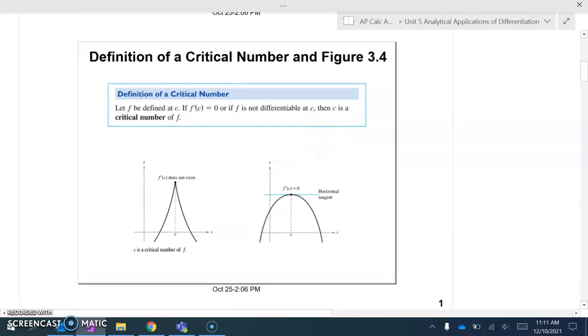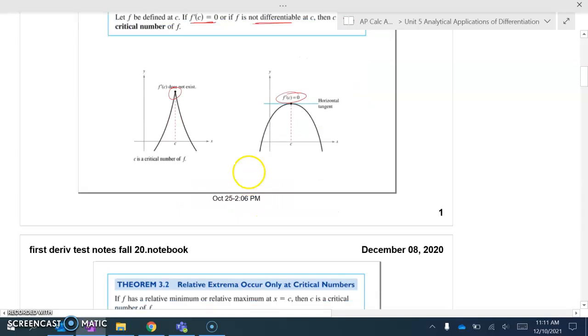All right, so definition of a critical number. Once again, we've already talked about that, but a critical number is where you set your derivative equal to 0 or where it's not differentiable or undefined. So, for example, in this graph, it's not differentiable at that sharp corner or cusp, but here, this is where the derivative is equal to 0. So both of those would be considered critical numbers.